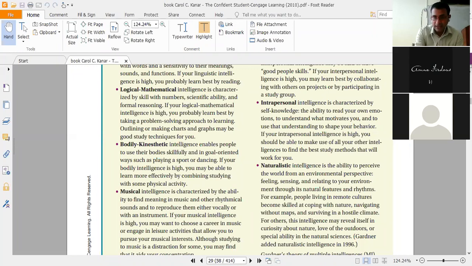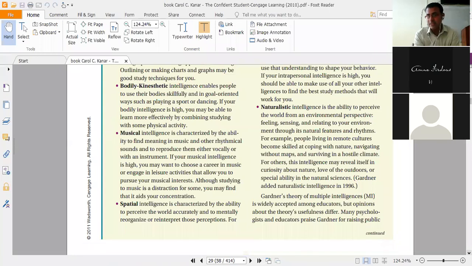And the last intelligence that Howard talks about is naturalistic intelligence.